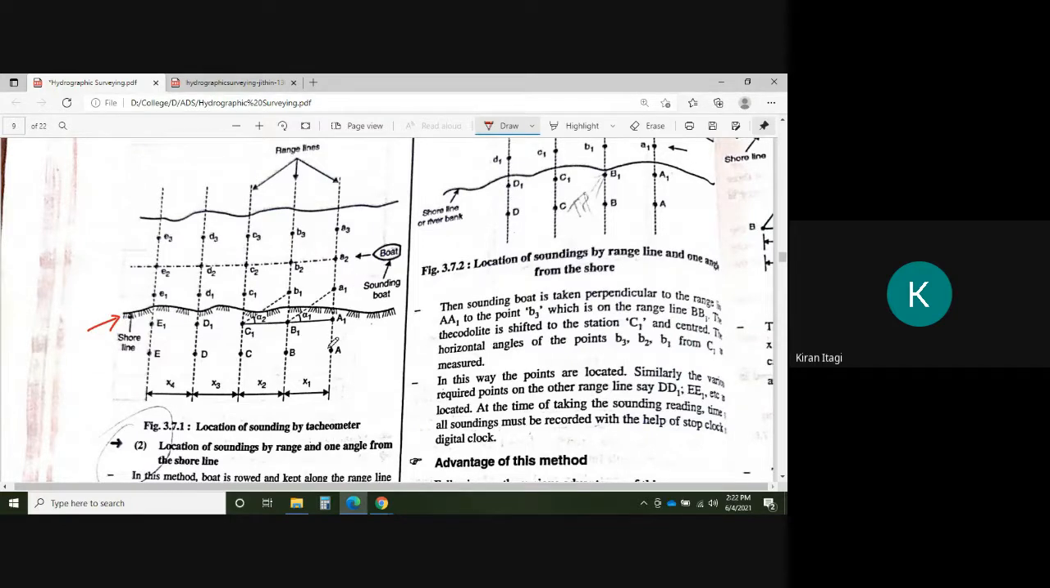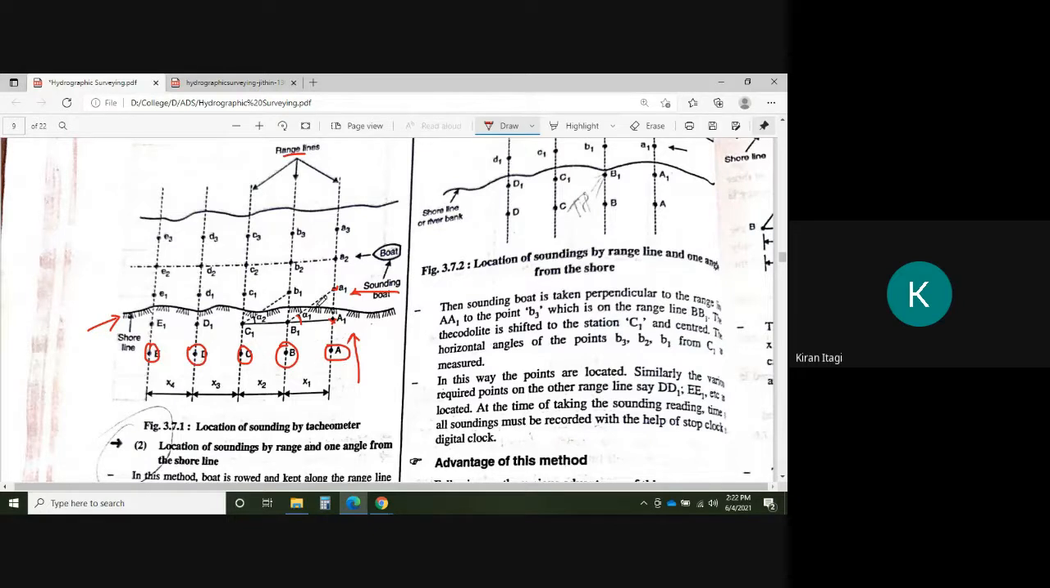Now what I will do, I will stand. This is me. This is my point. So what I will do, I will send the boat. These are the ranging lines or straight lines. I will stand here, and here, and here, and here. When the boat comes at this point, I will take some angles from here. The boat will be going in this way and I will be ranging in this way.